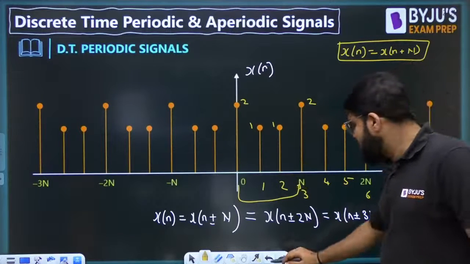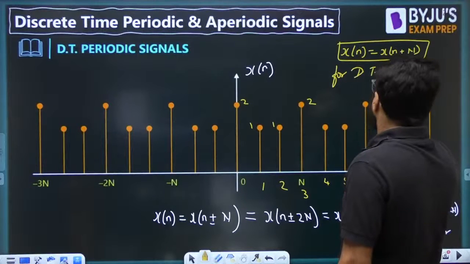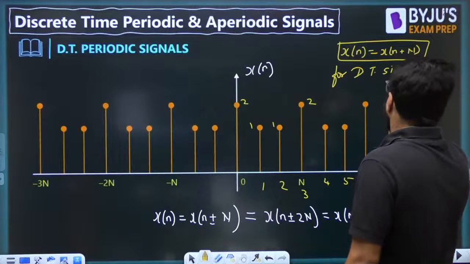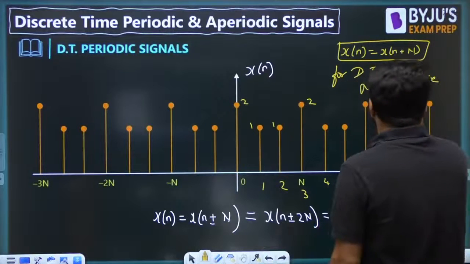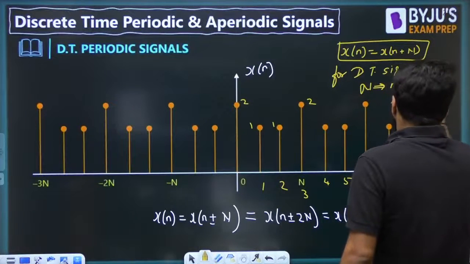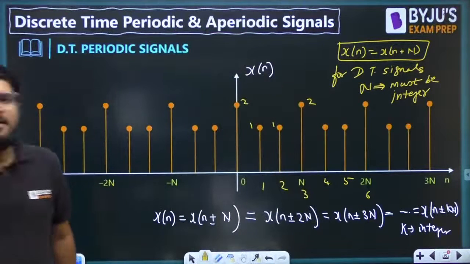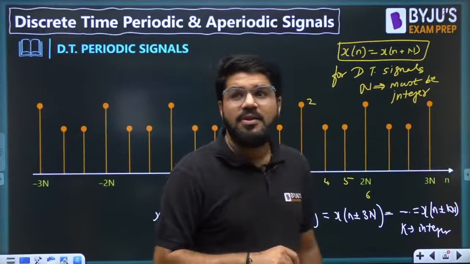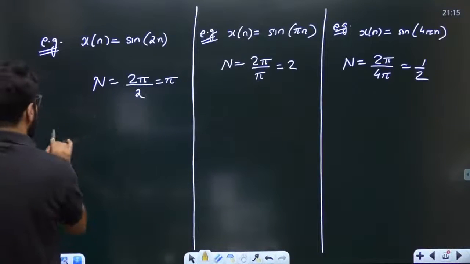Whatever the time period is, it must be an integer, otherwise it is not a valid time period, because DT signals are not defined for non-integral values of time. And that is the condition coming up here, right? What is the first value I have obtained?